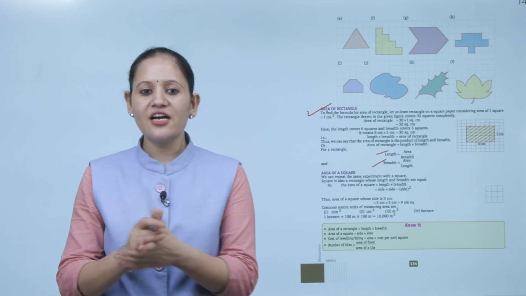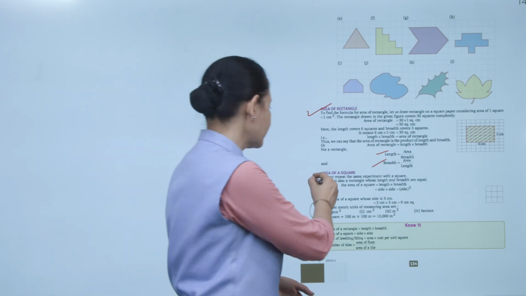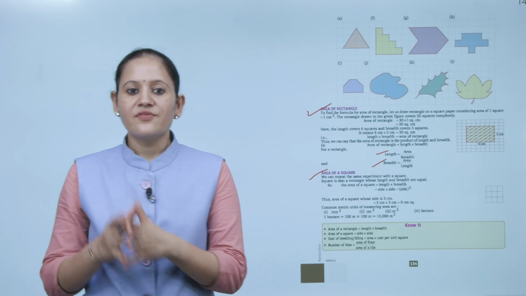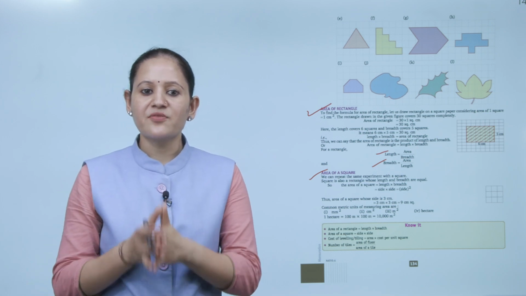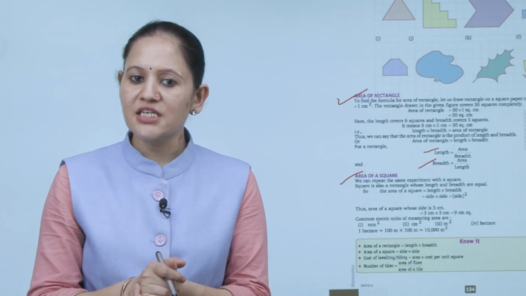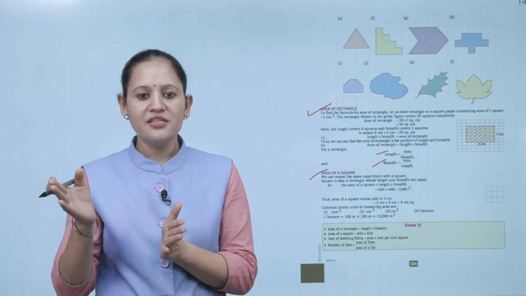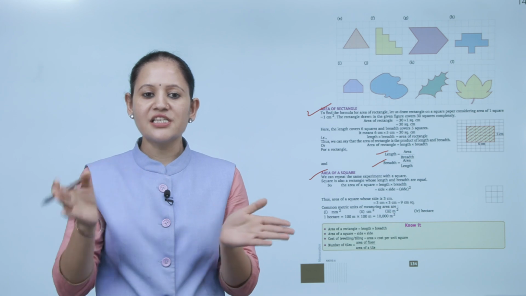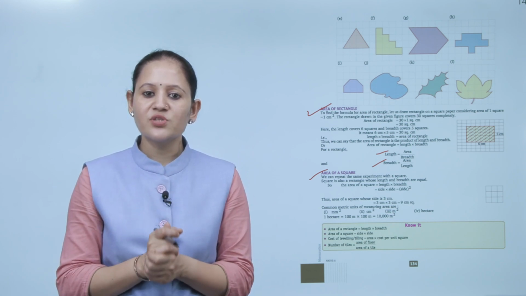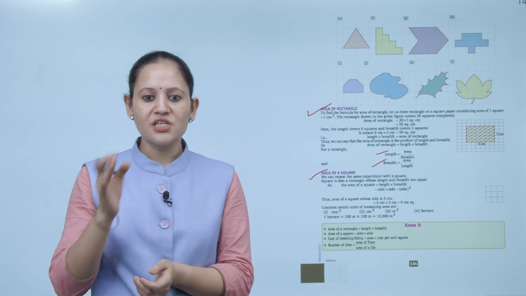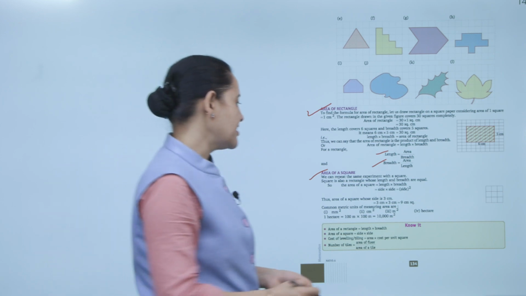Next is area of square. We can repeat the same experiment with the square. Square is also a rectangle whose length and breadth are equal. So the area of square, length into breadth, दोनों equal होती है, side into side, side square. Thus the area of square whose side is 3 centimeter: 3 into 3 centimeter, that is 9 centimeter square.